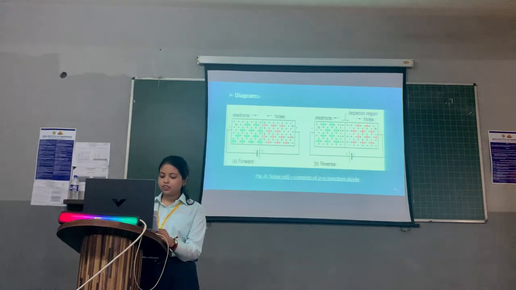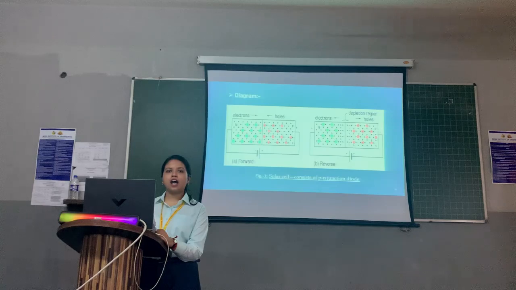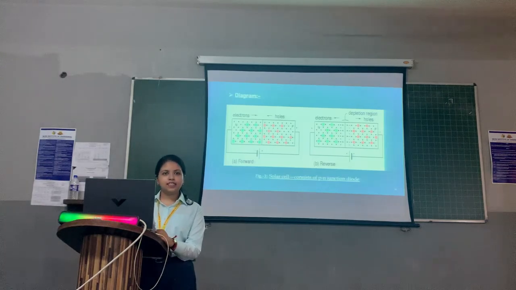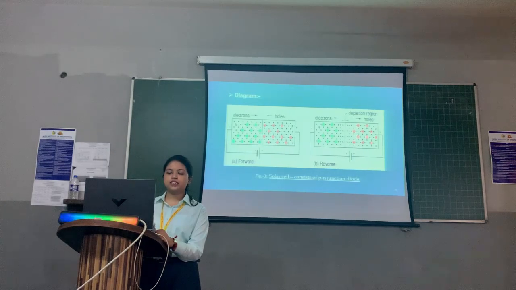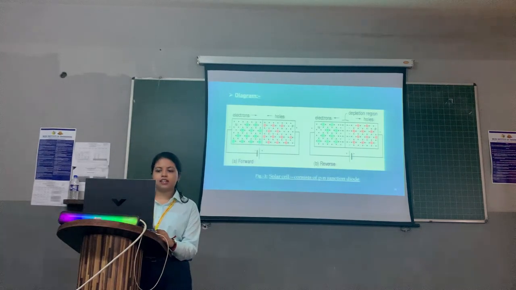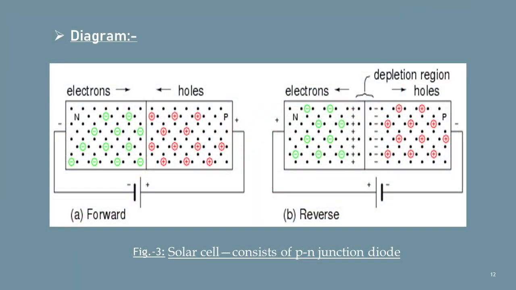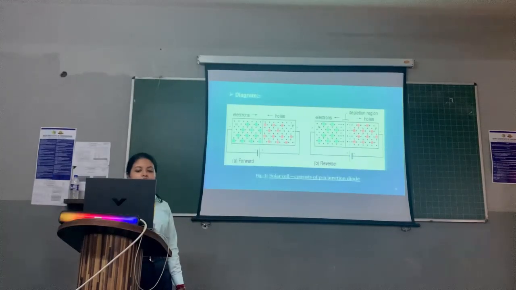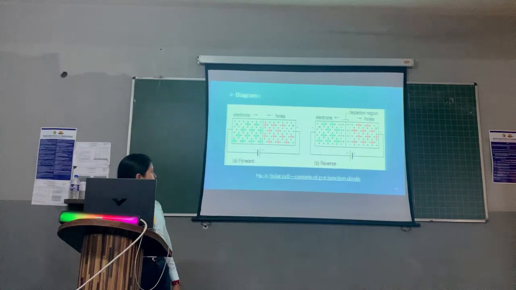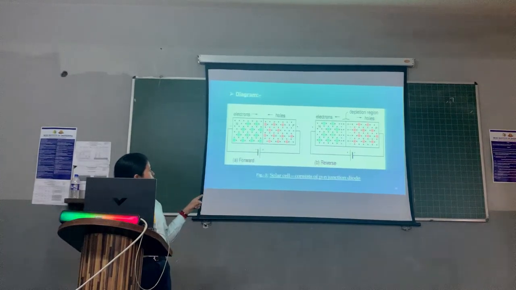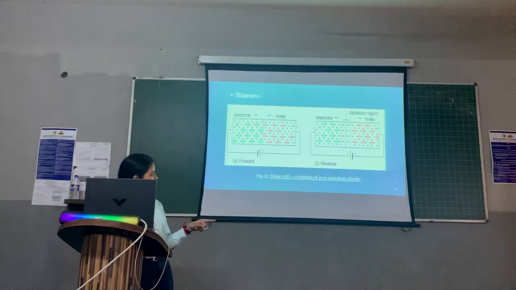So to convert solar energy into electrical energy, the main component is solar cells. These solar cells are made up of simple PN junction diodes, which consist of semiconductors. In this diagram of a solar cell, we see a PN junction diode. In the first, the PN junction diode is in forward biasing, and in the second, it is in reverse biasing.